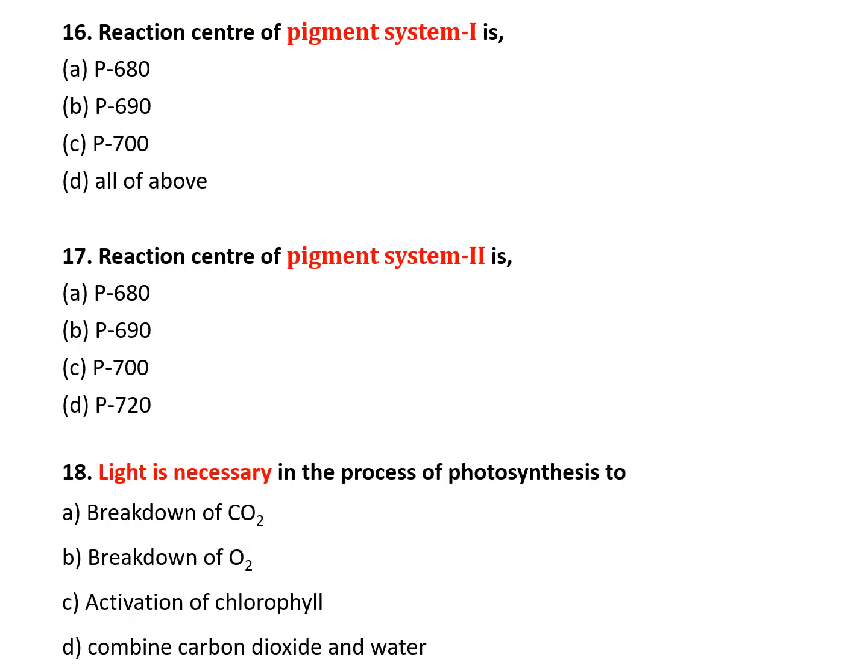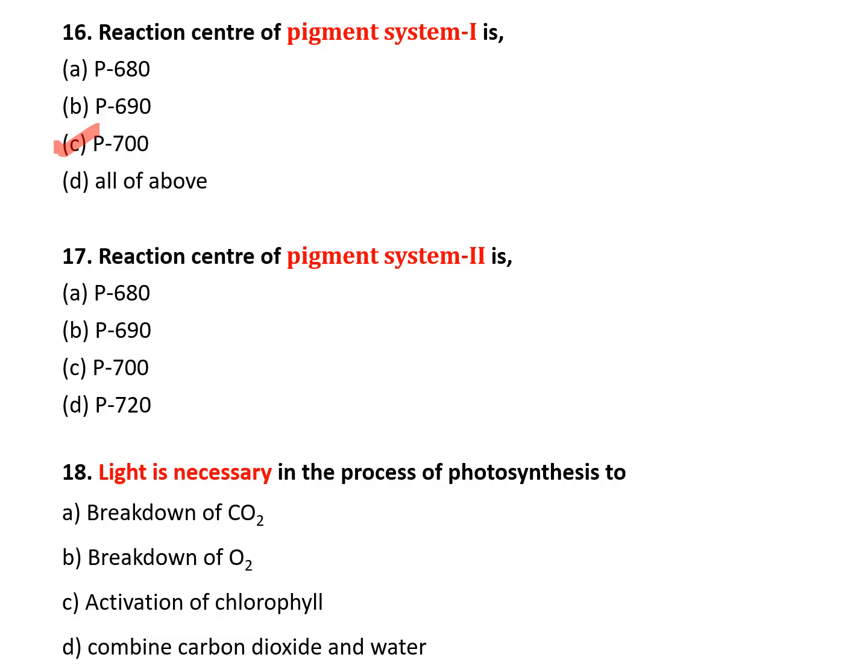The next question, number 16. Reaction center of pigment system 1 is: option A, P680; option B, P690; option C, P700; option D, all of the above. The correct answer is option C, P700.